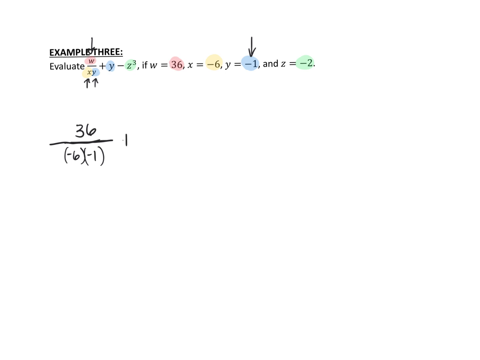Okay, then it says plus. It says y. Well, y is negative 1. I always put parentheses around negative numbers. And then it says minus. Okay, and then it says z. So I'll put parentheses because z is negative. Z is negative 2, and it says to the third power. So that is the first thing we should see you do, is rewrite it. So take a second to rewrite that if you haven't.